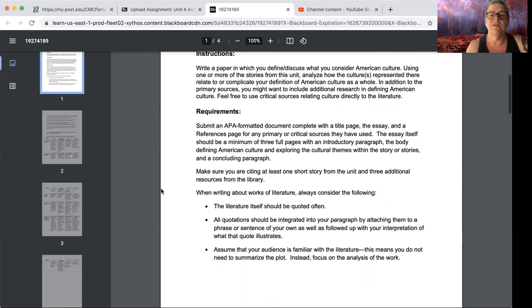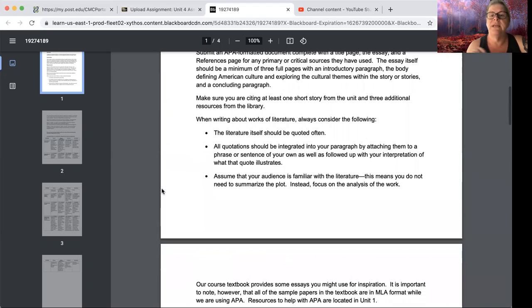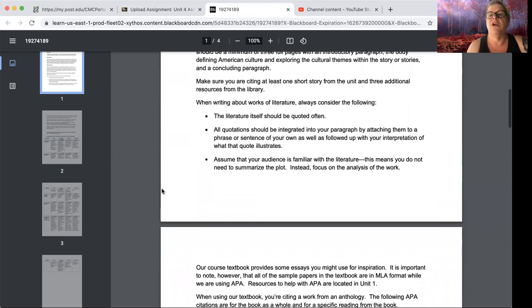Now, when it comes to discussing the literature itself, there's a good reminder here under the requirements. Your essay should be at least 3 full pages. That's the essay itself, not the cover page and the references page. Make sure you're citing at least one short story from the unit, and I would include at least 3 additional resources from our library. When writing about works of literature, think about the fact that you should quote from the literature often. All quotations should be integrated into your paragraph.